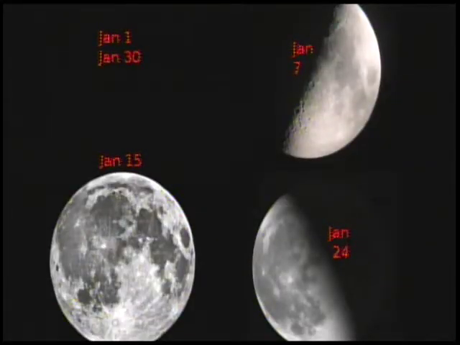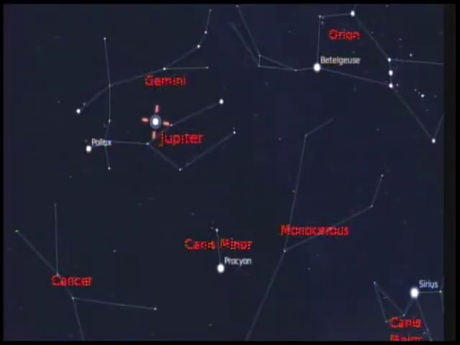The moons this month are in the midweek, we'll just say it that way. The month starts with a new moon on January 1st, and then first quarter is on the 7th, and a full moon is on the 15th, third quarter is on the 24th, and then we have a second new moon on the 30th. So in the middle of the week you have the phase changes.